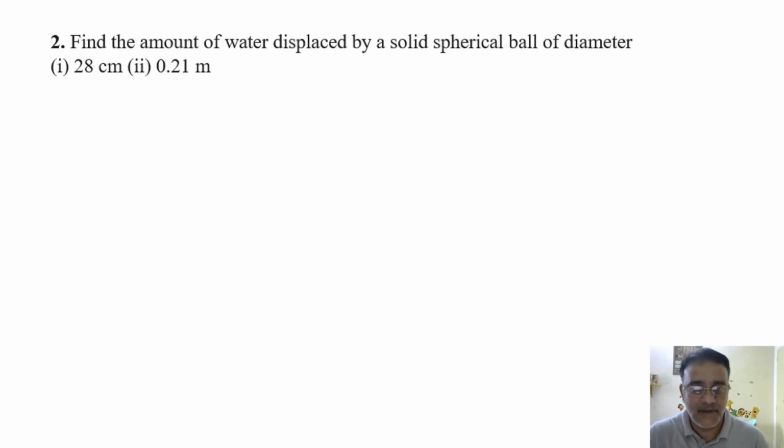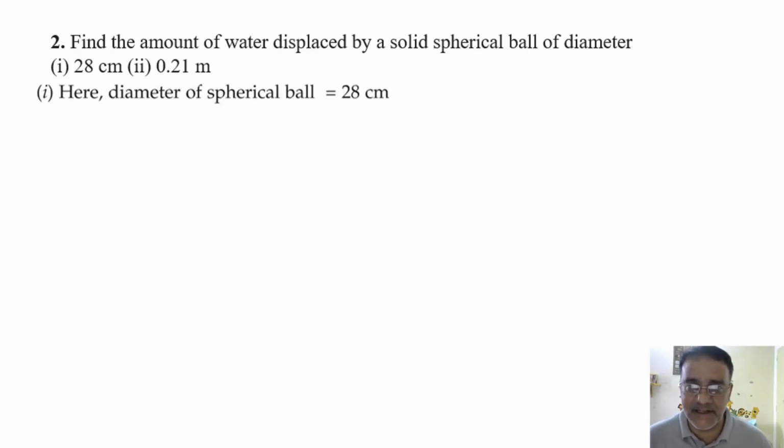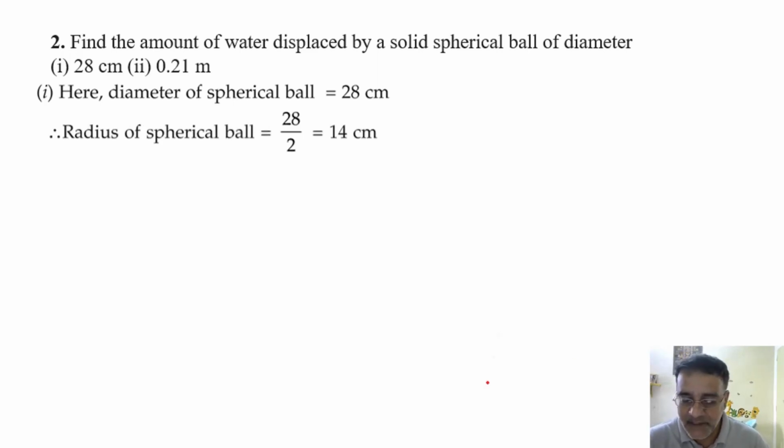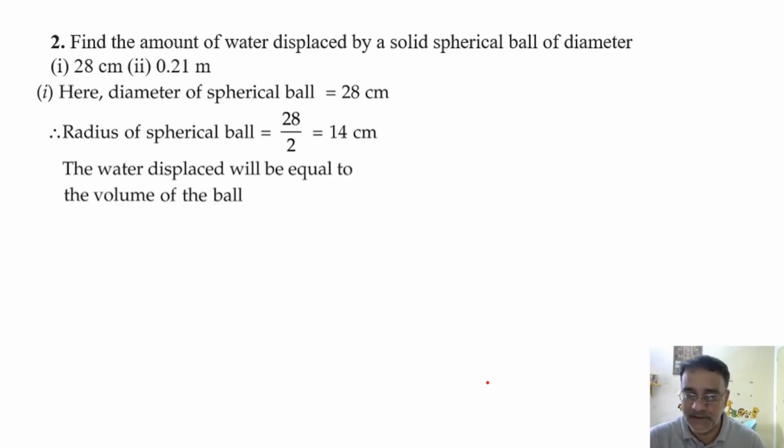Sir, water as much as the volume of the ball. Very good. Whatever volume we insert in that container, that much water will come out. Is this clear to all of you? Yes, sir. Okay, fine. So we'll start with the first one. Diameter is given, 28 centimeters. So what will be the radius? 14. Very good. Now the water displaced will be equal to the volume of the ball. This is clear? Yes, sir.